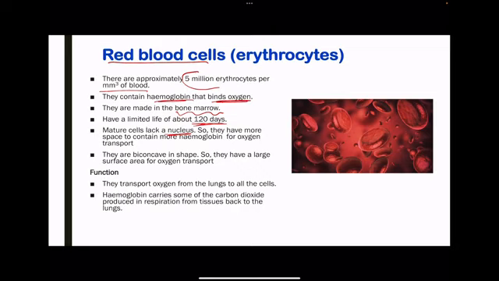Actually, this question is very common, asking you about the adaptations of red blood cells for transportation of oxygen. You can talk about the idea that they have no nucleus in order to have more space to pack up more hemoglobin in order to transport more oxygen. Also, red blood cells are biconcave in shape. This ensures that they have a large surface area for oxygen transport. Red blood cells transport oxygen from the lungs to all the body cells, and hemoglobin carries some of the carbon dioxide produced in respiration from tissues back to the lungs. We'll talk about this point a little bit later, explaining how hemoglobin is involved in the transportation of CO2.